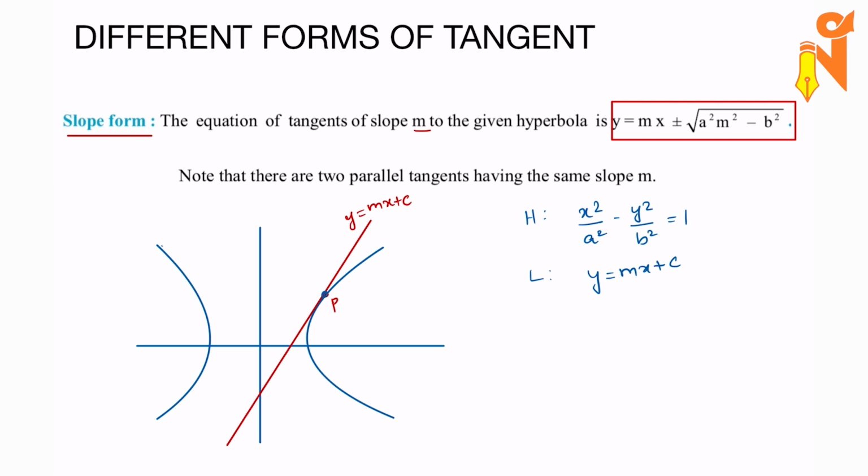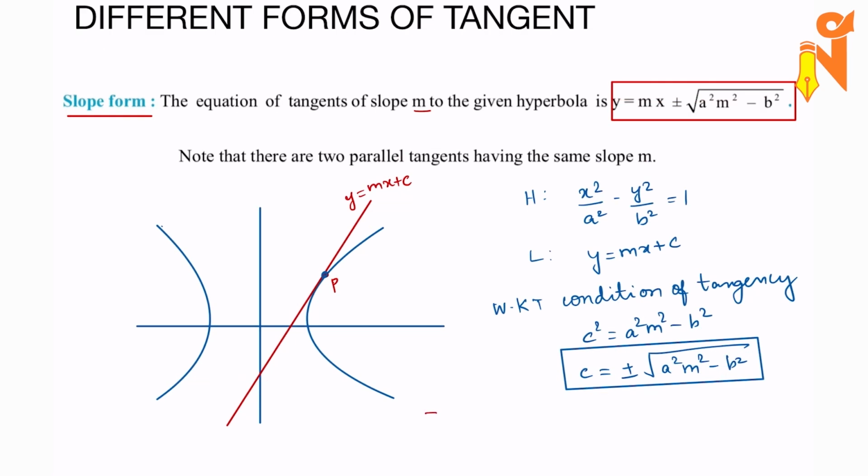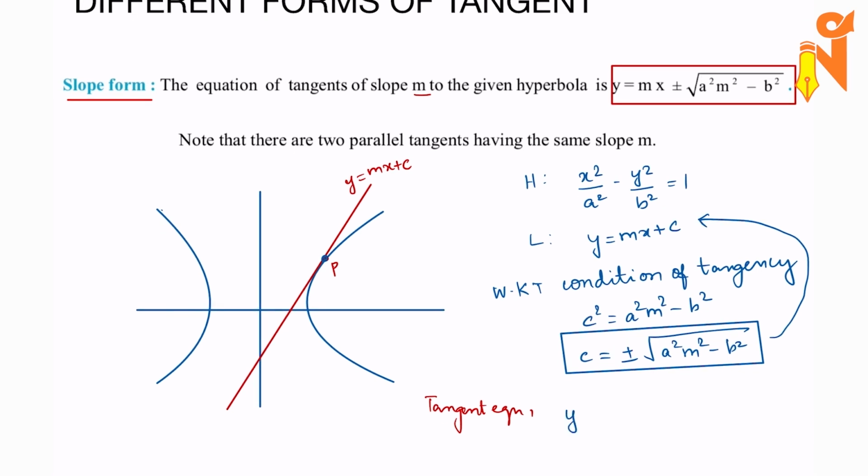So if this line acts as a tangent, we know the condition for tangency, c square is equal to a square m square minus b square. So c is equal to plus or minus root over a square m square minus b square. So the tangent equation is, substitute the y-intercept value to the line equation to get the tangent equation. So y is equal to mx plus or minus root over a square m square minus b square.